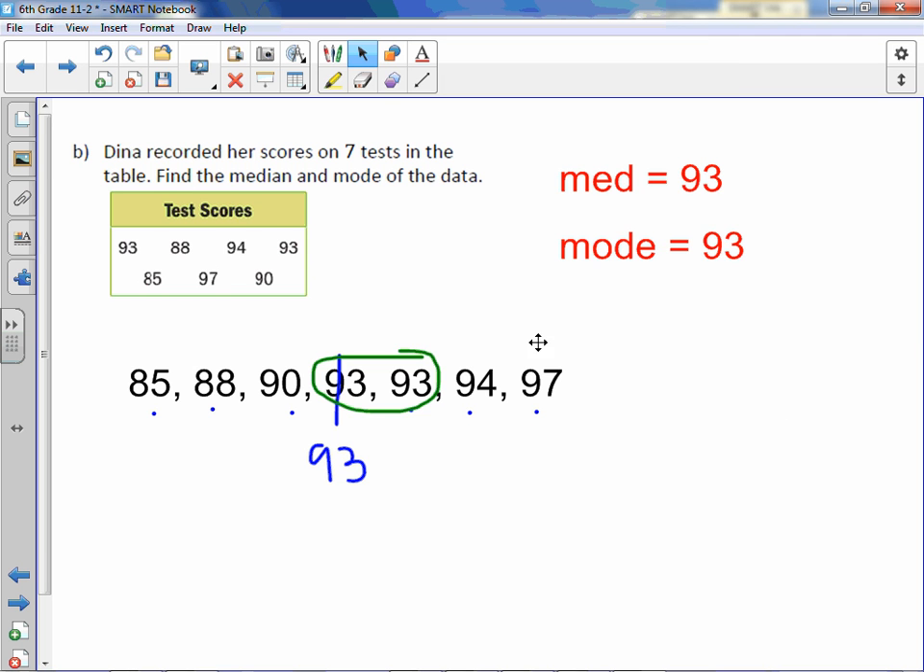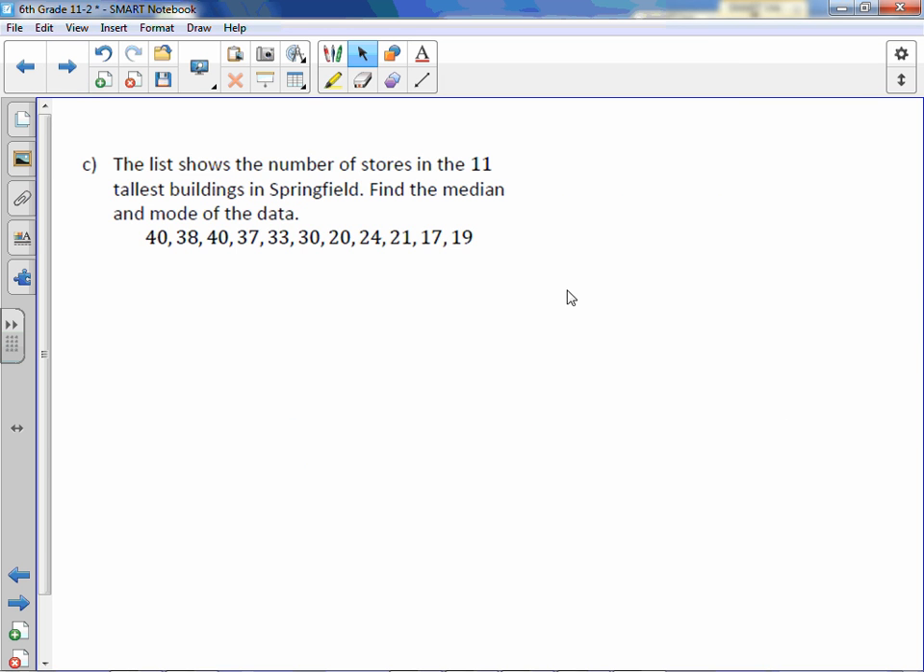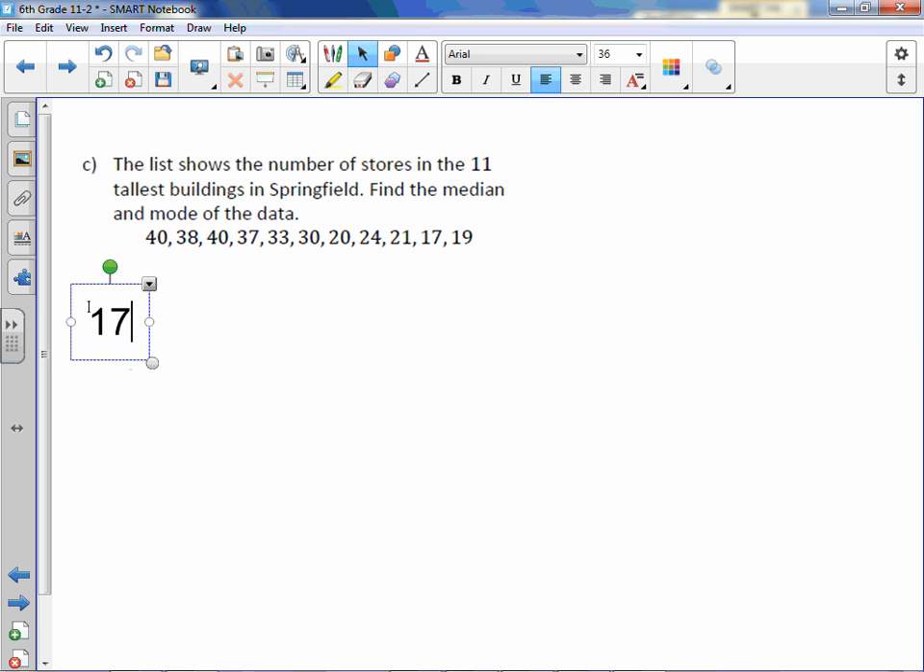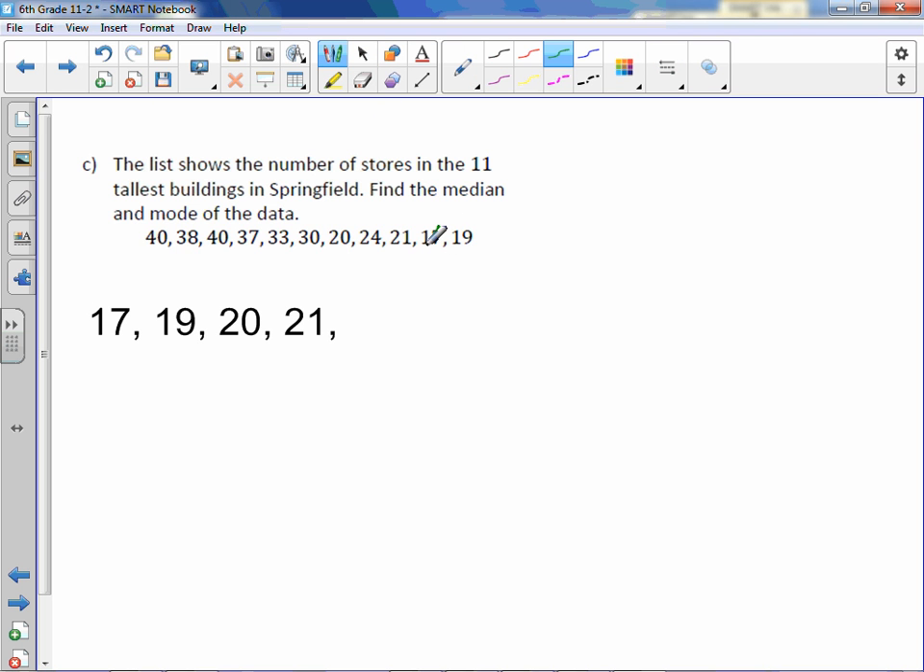Letter C. The list shows the number of stories in the 11 tallest buildings in Springfield. Find the median and mode of the data set. Again, this is not in order. We need to put it in order. Our smallest number is 17, then 19. We have 20, then 21.